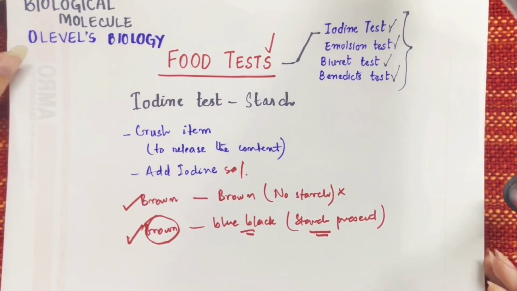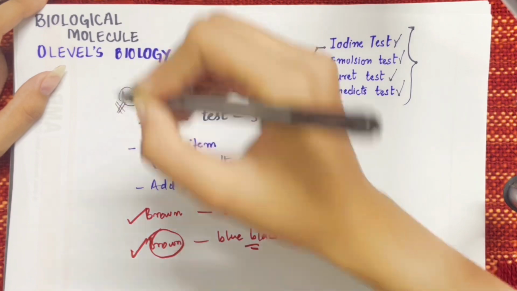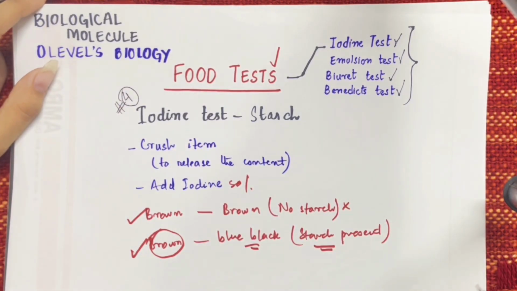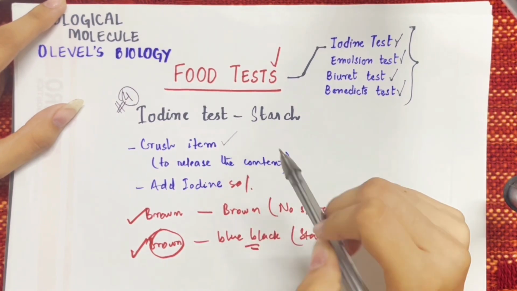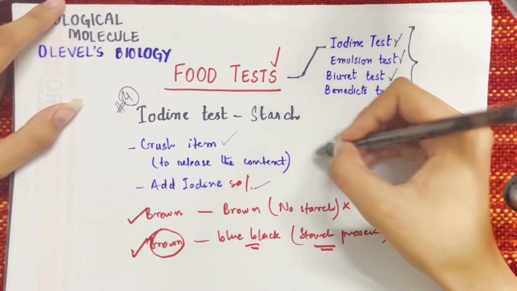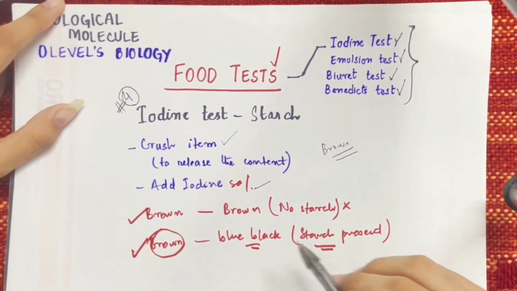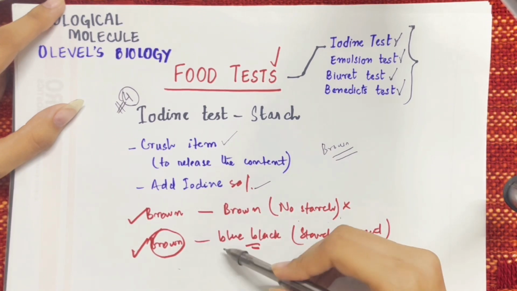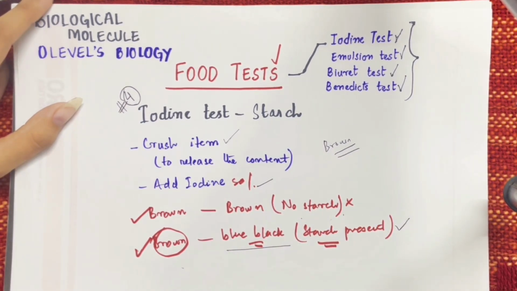All right, the last test that we're going to discuss is the iodine test, which is for starch. In a similar manner, we take a food sample and crush it. Once we have crushed it, we add an iodine solution. The iodine is brown in color. If it does not change color, there is no presence of starch. But if it changes its color to blue-black, we say that starch is present. This is a very easy test.